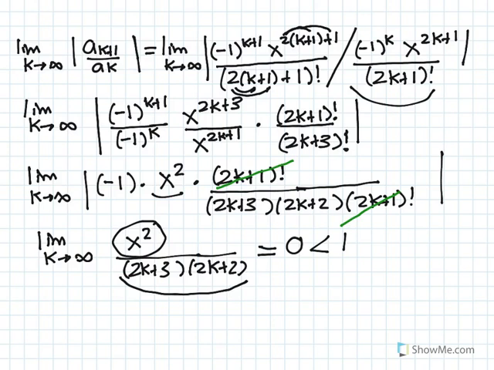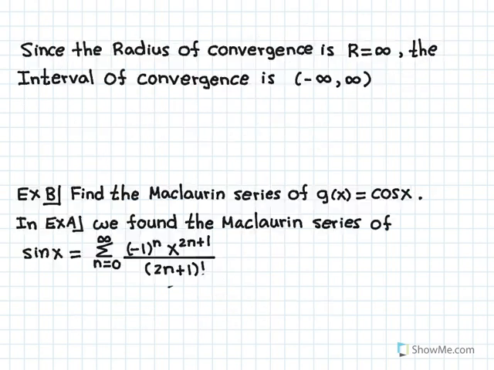So that means that the radius is infinity, and the interval of convergence is between minus infinity and infinity. All values of x. This series converges for all values of x. All right, since the radius of convergence is r equals infinity, the interval of convergence is from minus infinity to infinity. Part B.